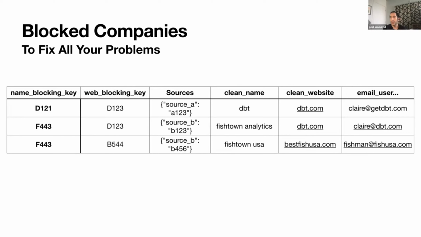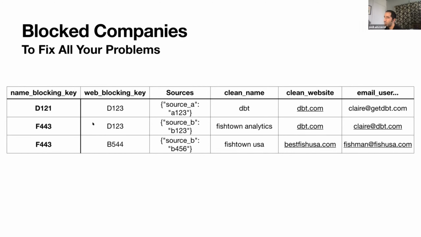One other thing we've done is create something called a blocking key. This is stuff that I was not familiar with when I started down this path, but a blocking key is essentially just a way to reduce the information in names and websites to something smaller.